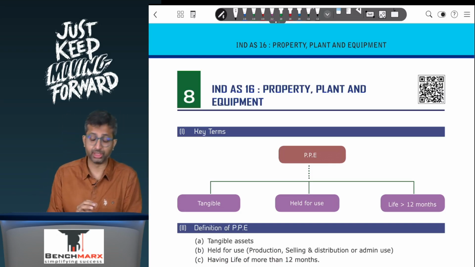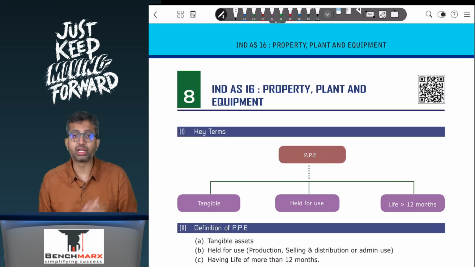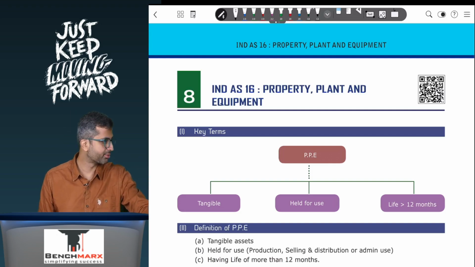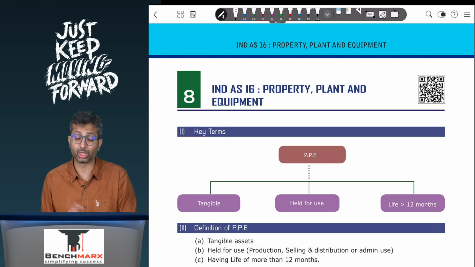So let us say PPE. Have we done a separate standard like this in our CA Intermediate? Yes, this went under the heading of AS 10. So when we look at AS 10, this is property, plant and equipment. Now what all gets covered under a PPE?